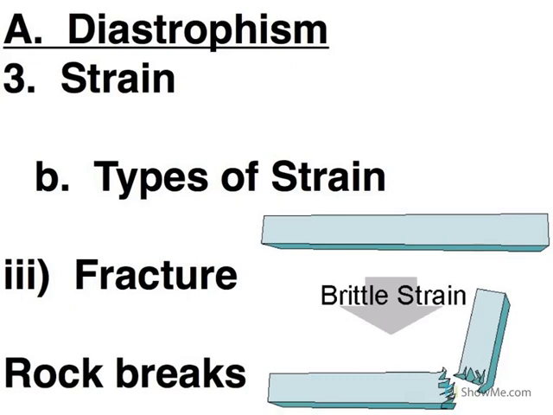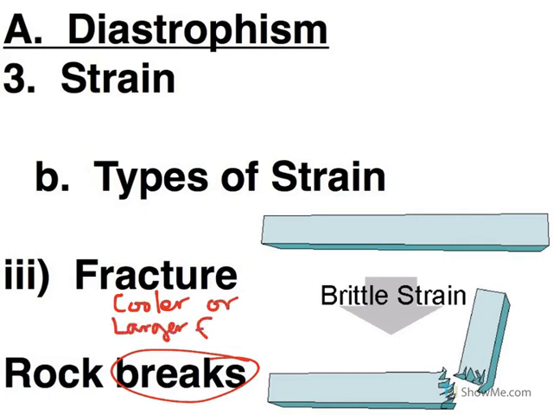Fracture, now we are breaking it. So here we are dealing with typically rocks that are cooler or larger forces. So all of this falls under the umbrella of diastrophism. These forces are acting on the rocks, the rocks are reacting to those forces, and it is all changing the surface of the Earth.